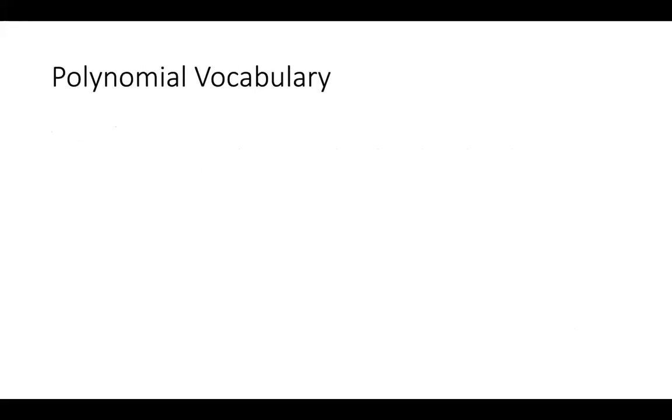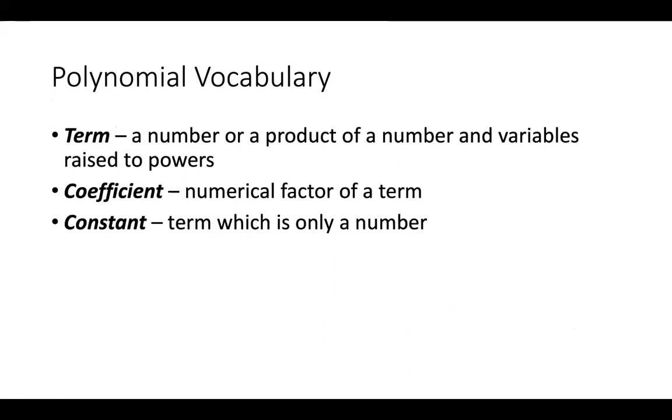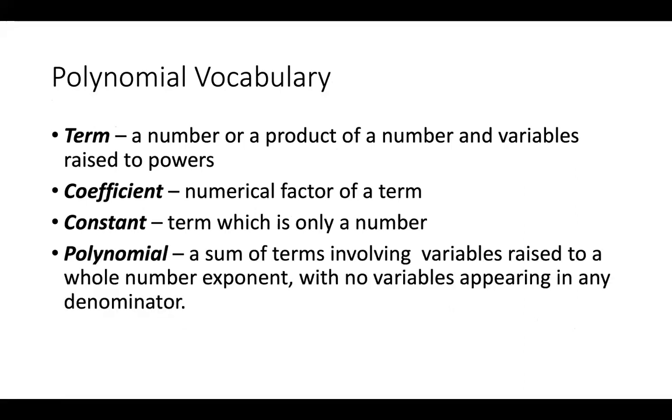All right, so we start with a little bit of vocabulary. When we talk about a term, we're talking about a number or a product of a number and variables raised to powers. The coefficient is the numerical factor of a term. A constant is a term which is only a number. It has no variable part to it. And finally, a polynomial is a sum of terms involving variables raised to whole number exponents with no variables appearing in any denominator.